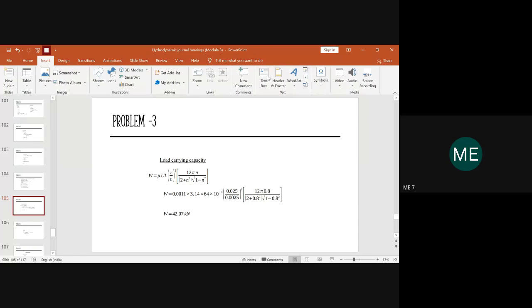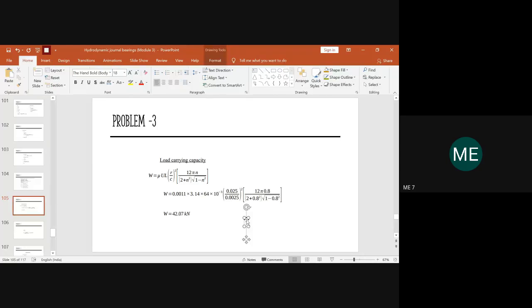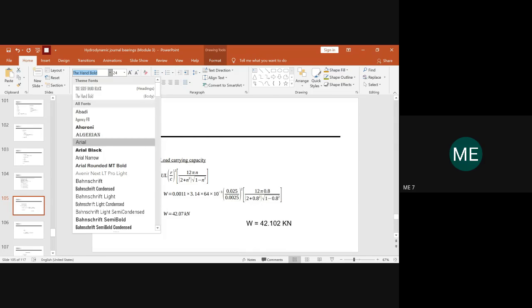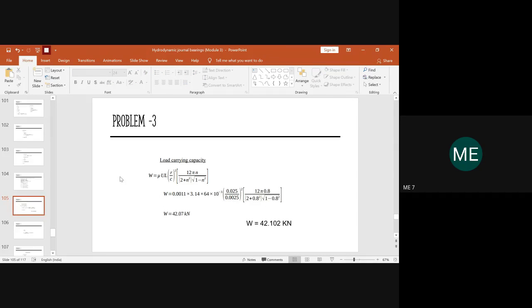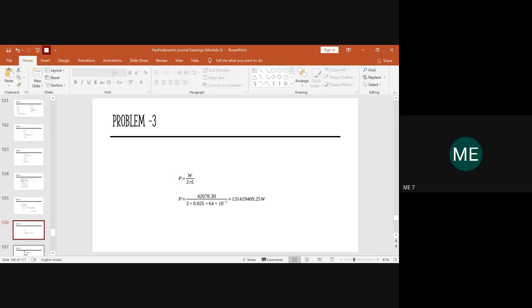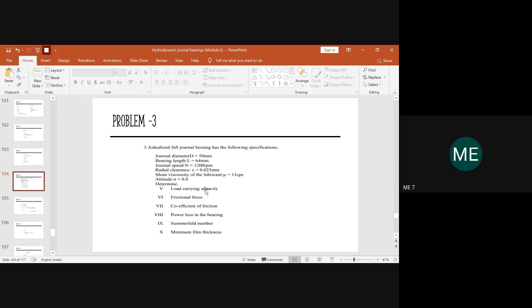Just a second. 42.102 kilonewton. Okay, fine. So this is the value we have got. Let me bold this. So we got 42.102 kilonewton. So what is the next step? They have asked us to find out the frictional force, right?